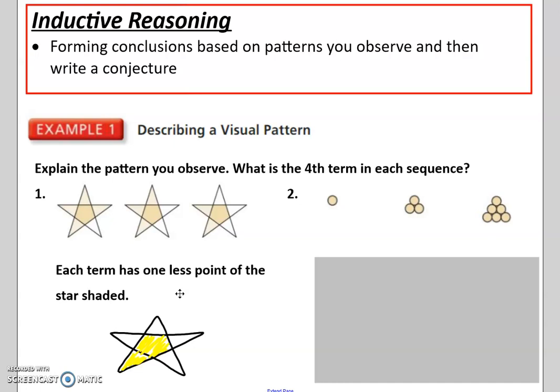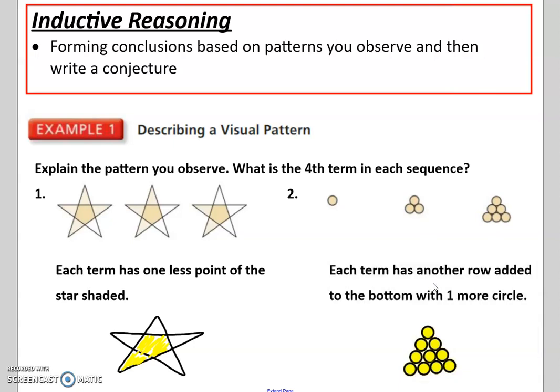Let's take a look at the second one. So it starts with 1 circle and then 2 more circles below that 1 circle. And now I have 3 more circles below the previous one. So I can summarize my observation like this. Each term has another row added to the bottom with 1 more additional circle. So notice now I took the one before it, with 3 circles on the bottom, I added 1 more to it and created another bottom row of circles. Okay. All that is just I was performing inductive reasoning, taking in what I've observed and writing a conjecture about it.